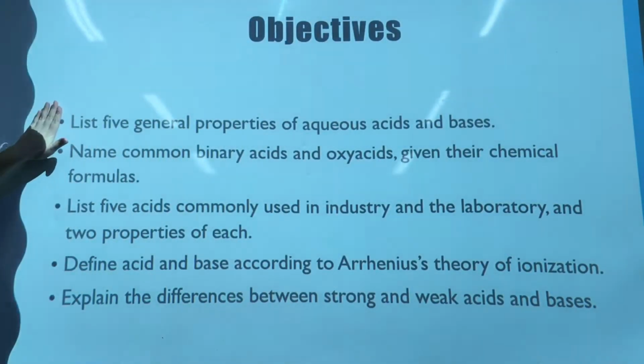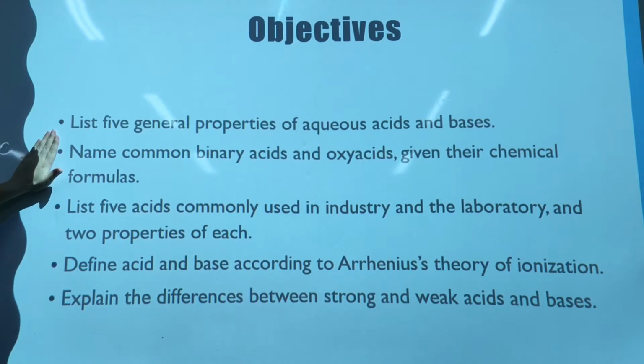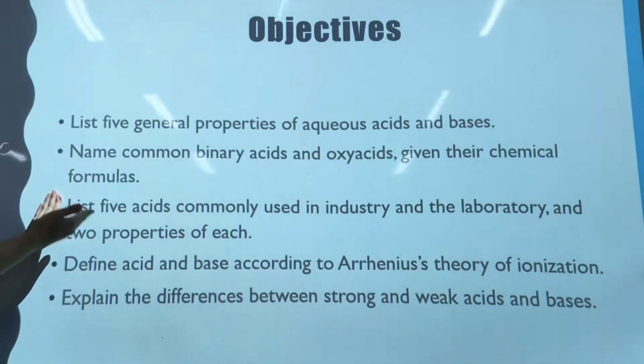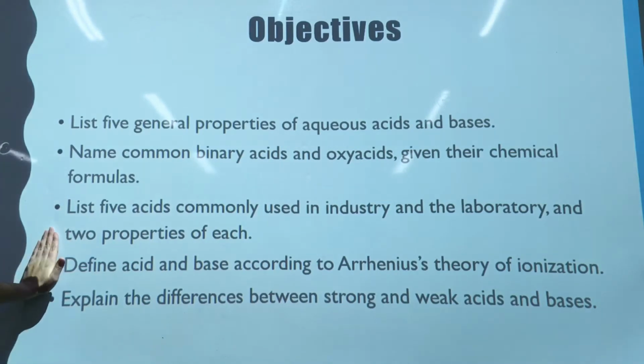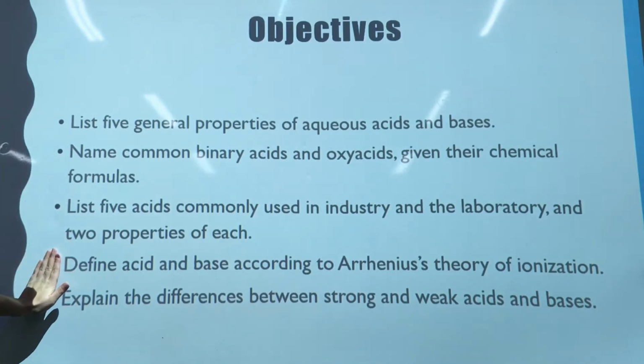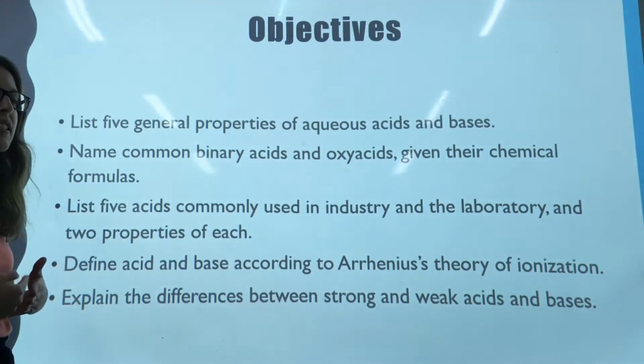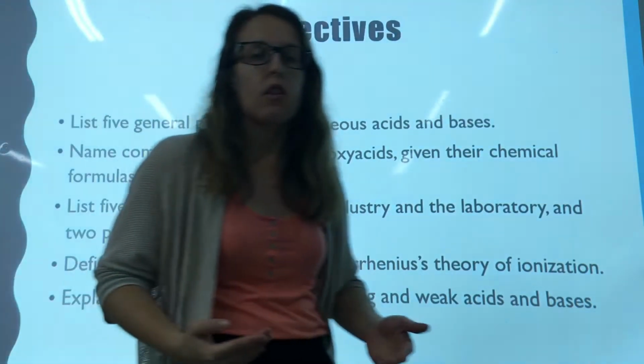So, list 5 general properties of aqueous acids and bases. Name common binary acids and oxyacids given their chemical formulas, which you guys should possibly know how to do. List 5 acids commonly used in industry and the laboratory and 2 properties of each. Define acid and base according to the Arrhenius theory of ionization and explain the difference between strong and weak acids and bases, which we will go over.